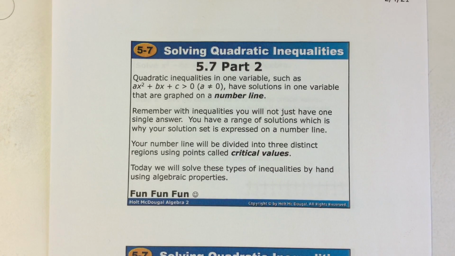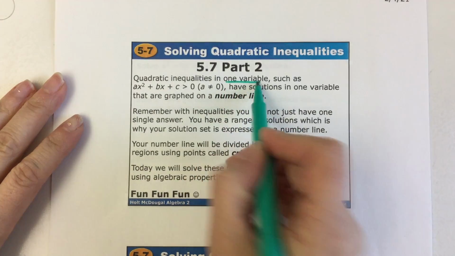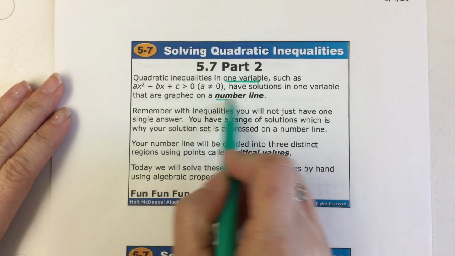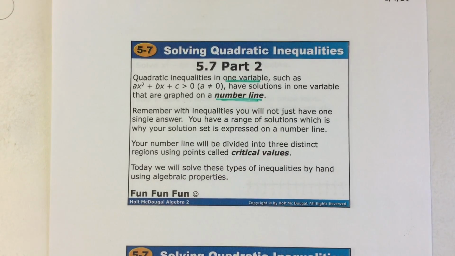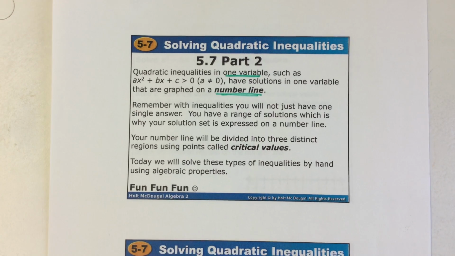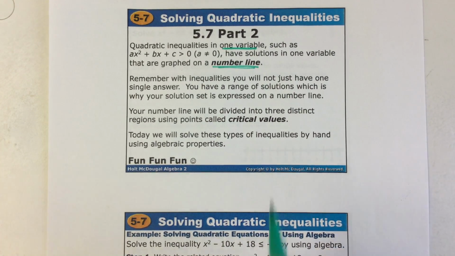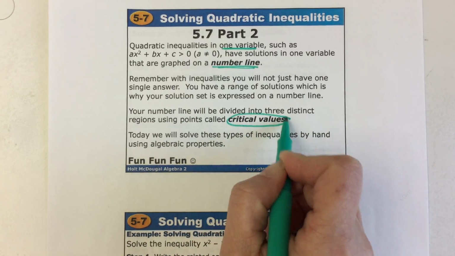Today in Algebra 2, we are going to look at the second half of section 5.7, where we will be graphing quadratic inequalities that this time only have one variable. So rather than looking at a full coordinate plane, we just go ahead and look at the number line. What we will be doing is first finding the x-intercepts, your zeros, graphing those. Those are going to be called our critical values.